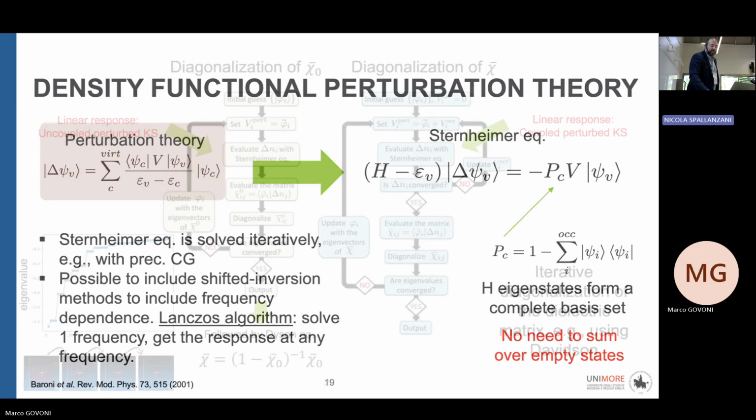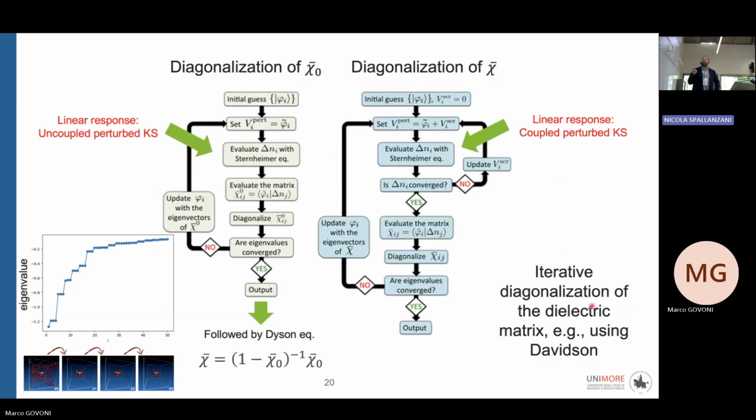Then we're going to use an iterative diagonalization method to diagonalize the dielectric matrix, and we can diagonalize either the irreducible response, so either on the left, or we can follow the strategy on the right, which is the diagonalization of the full response. The difference between the two is actually what is known in quantum chemistry as the uncoupled perturbed Kohn-Sham equations and the coupled perturbed Kohn-Sham equations.